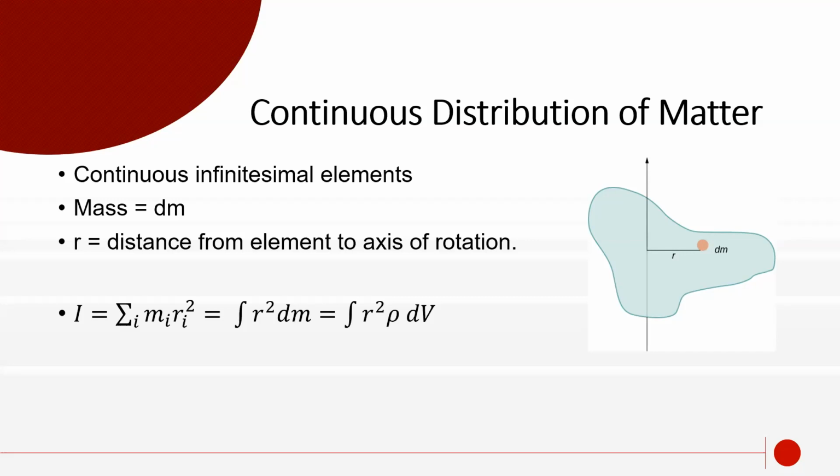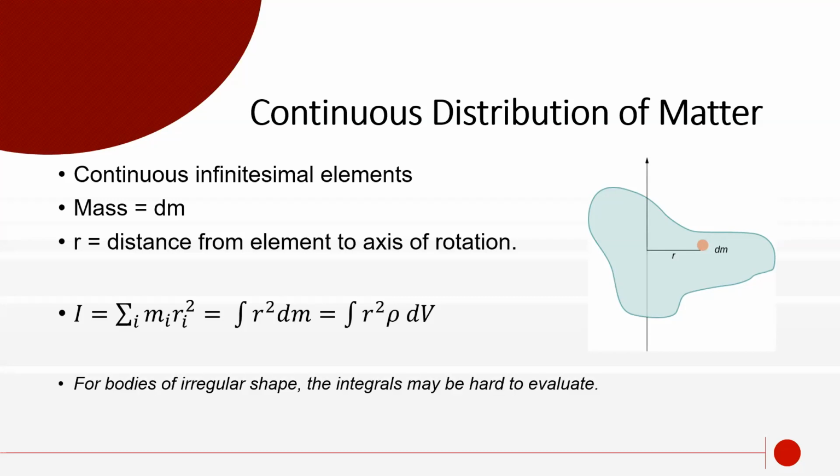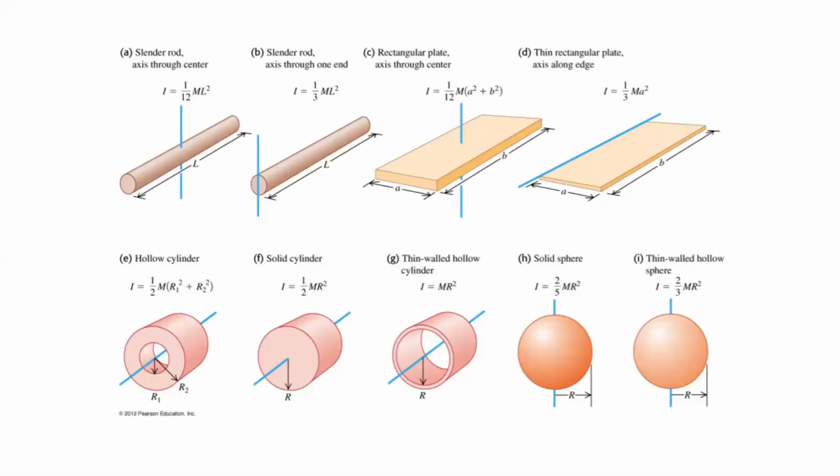The moment of inertia can also be found by integrating over the volume of the mass, where rho is the mass density of the body. And since we're working with rigid bodies, the density would be constant. And dV is the elemental volume where dm is located. For bodies of irregular shape, the integrals may be hard to evaluate. Our text gives us a table with the moments of inertia for some common solids, which we will be using in problems.